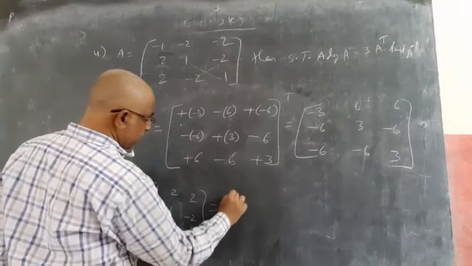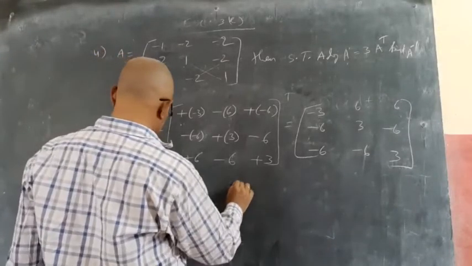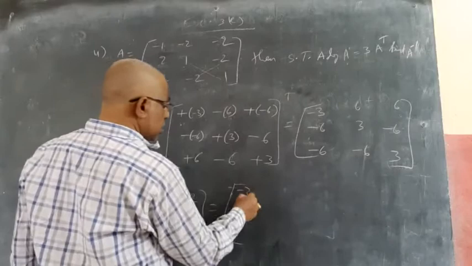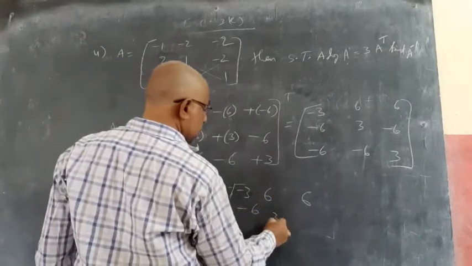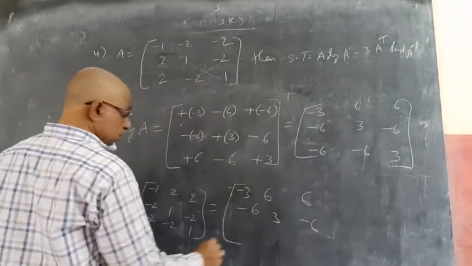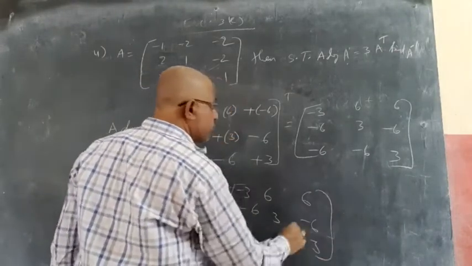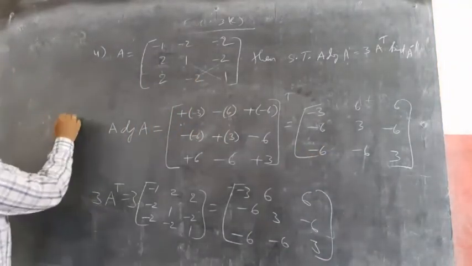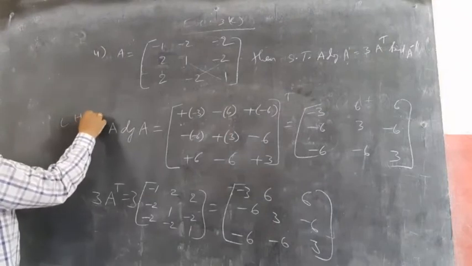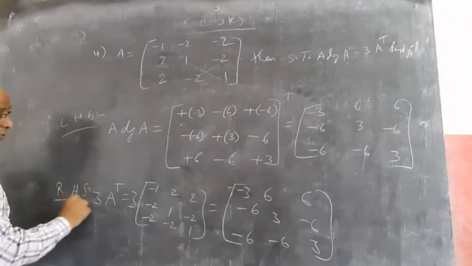Then multiplying with 3 gives you minus 6, minus 3, 6, 6. This is minus 6, 3, minus 6. And this is minus 6, minus 6, 3. Observe both are equal. Therefore, LHS is equal to RHS. This is LHS and this is RHS. I got both are equal.